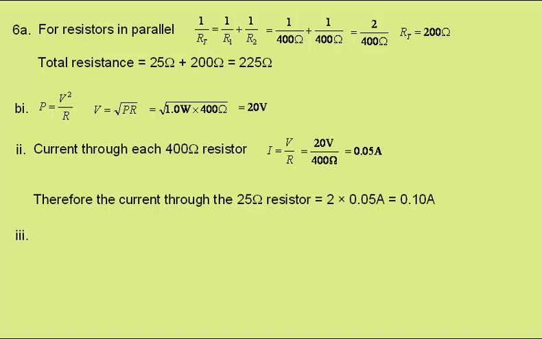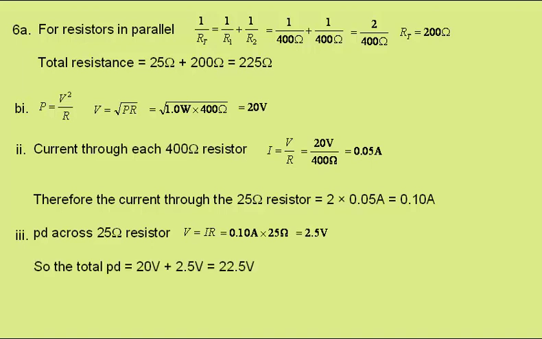For part 3, we need to find the potential difference across the terminals A and B. Well, first the potential difference across the 25 ohm resistor using V equals IR with 0.1 of an amp and 25 ohms gives us 2.5 volts. So the total potential difference is the 20 volts we found previously across the 400 ohm resistors plus the 2.5 volts across the 25 ohm resistor, giving a total of 22.5 volts.